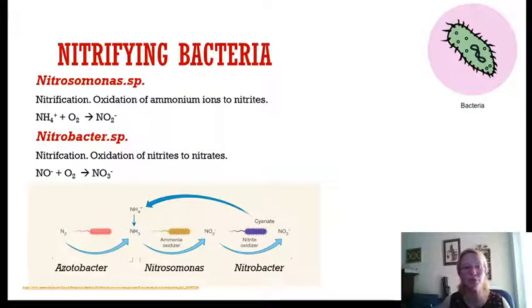And for the chemists amongst you, I've put some equations in here for you. And then I just like this little diagram here with the different types of bacteria. So we've got Nitrosomonas converting the ammonium to nitrites, and then Nitrobacter converting those nitrites to nitrates.